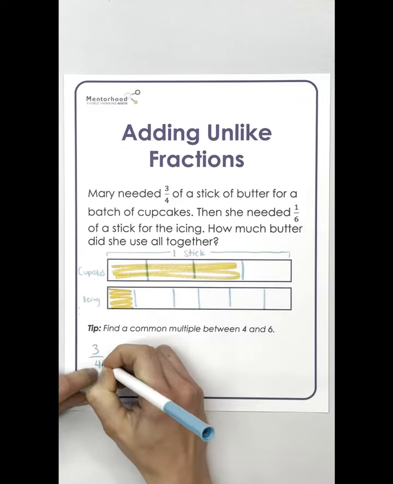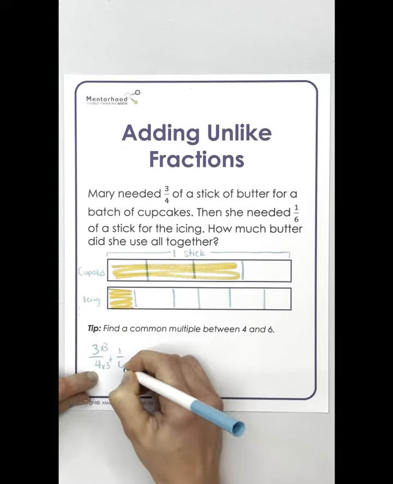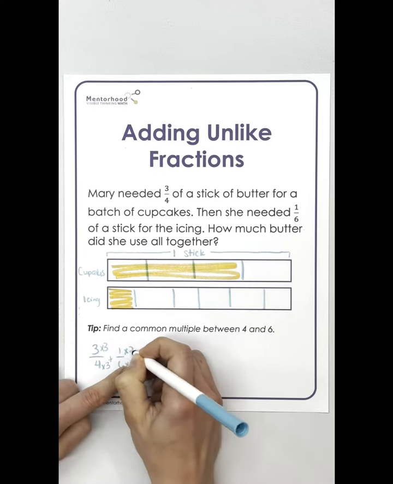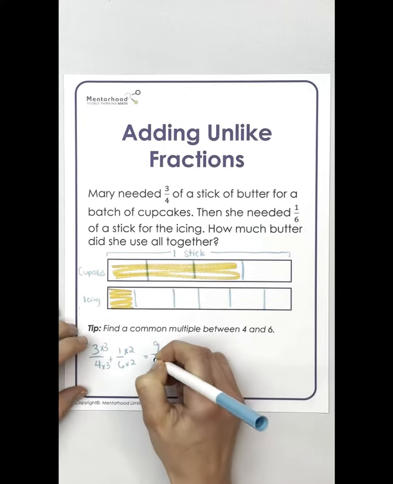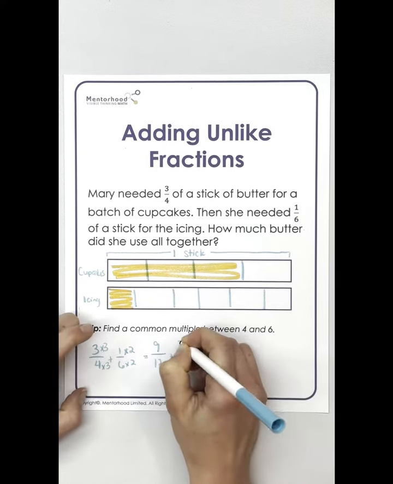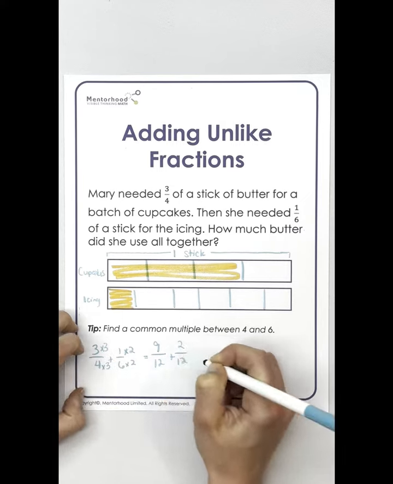Now whatever I do to the bottom, I have to do to the top. So 3 times 3, and then for the 6, I have to use this number, so 1 times 2 up there. Now let's rewrite our question. 3 times 3 is 9, 4 times 3 is 12, plus 1 times 2 is 2, 6 times 2 is 12. Great, now they are both over 12.